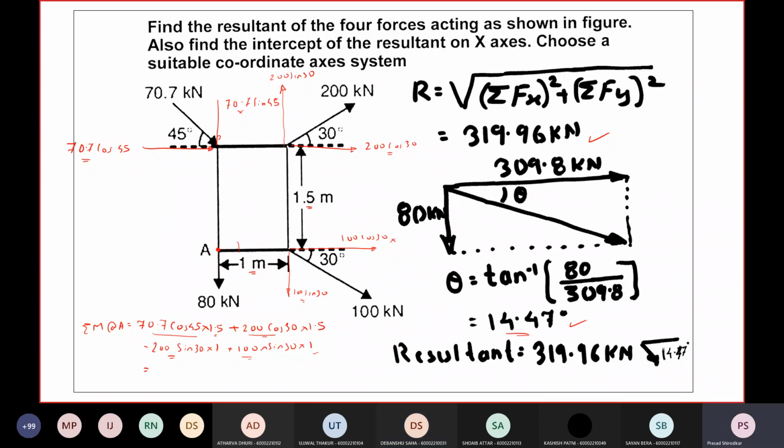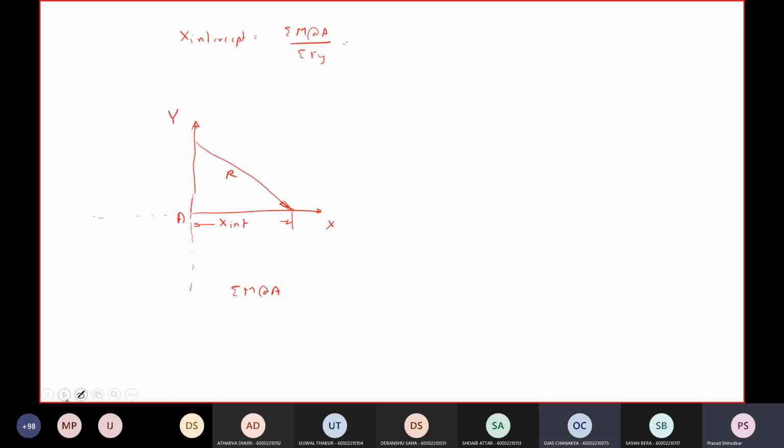Yes, sir. Okay. Sir, moment is 284.79. Correct. 284.80, and the units will be Newton, kilonewton meter. Okay, this is kilonewton, this is meter. So you can write it as kilonewton. Sir, alright. x-intercept 0.91 meter.